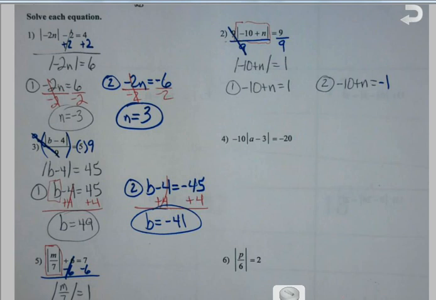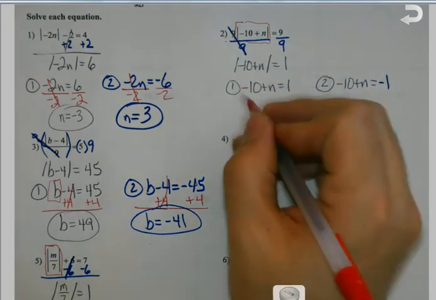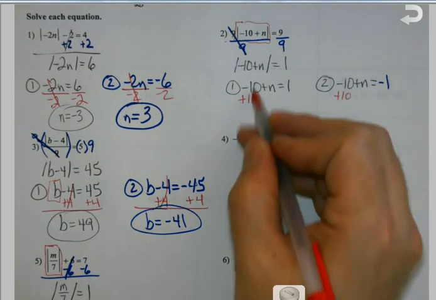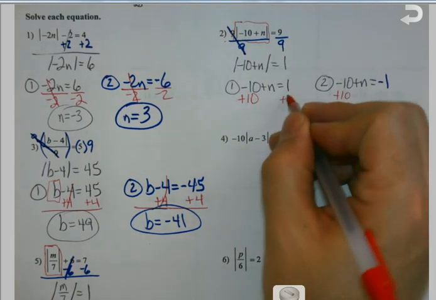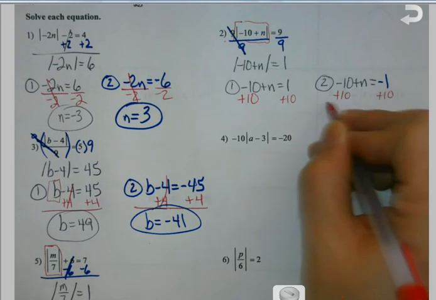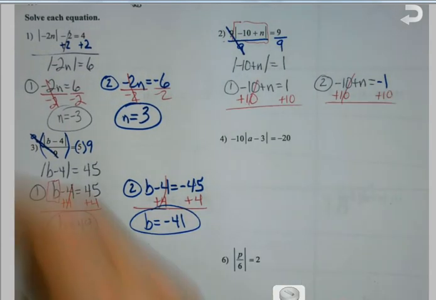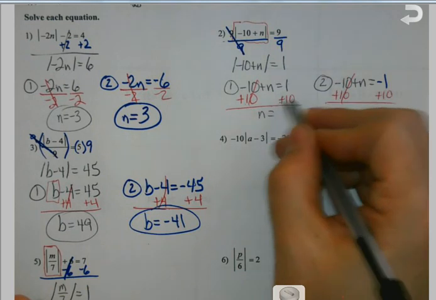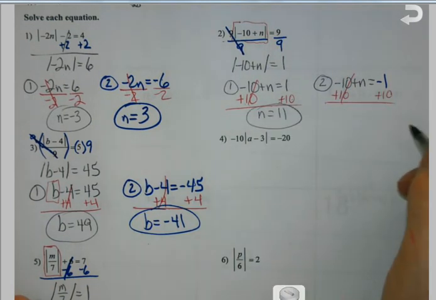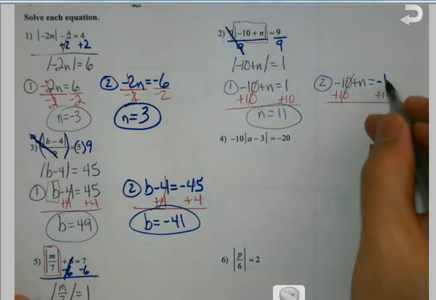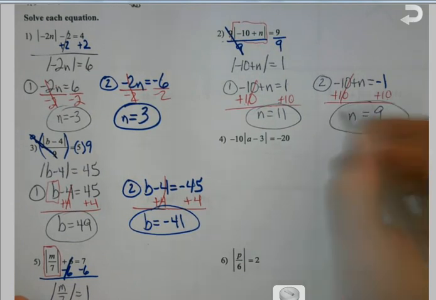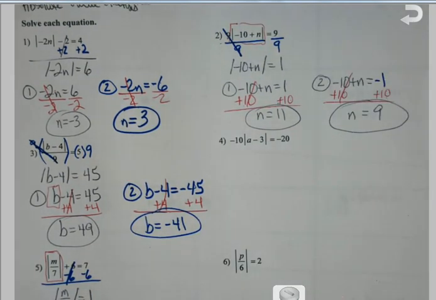Okay, and so if you subtract a negative, what's that the same as? Let's see. Minusing a negative is the same as adding the 10, because negative and positive 10 would cancel. So there's my n by itself. That's good. 1 plus 10 is 11. Negative 1 plus 10 is 9. And I'm ready to roll to the next one.